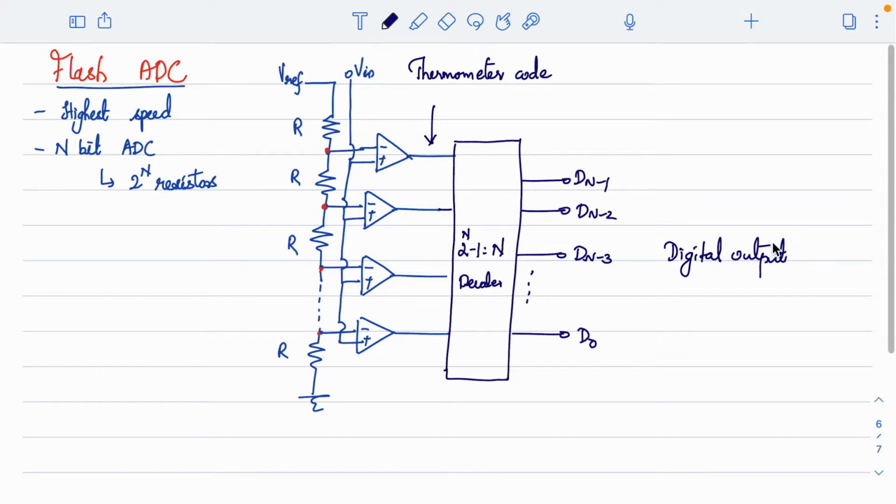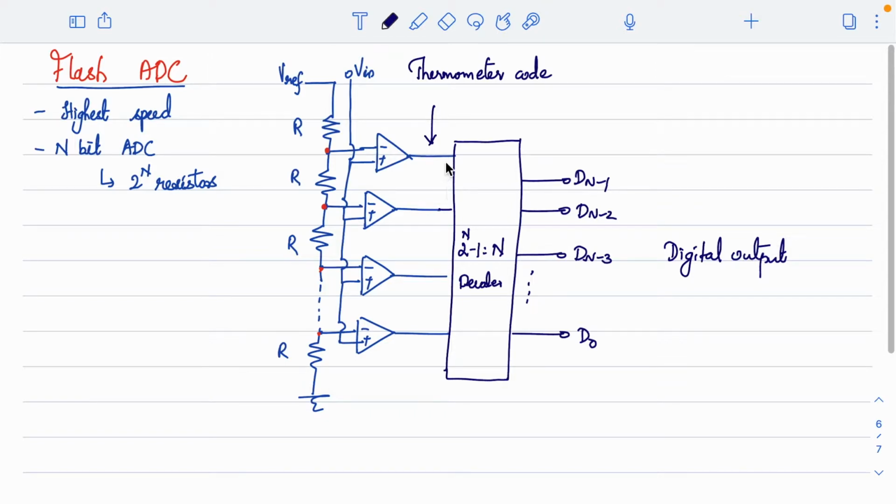So we'll have a string of equal value resistors, which will generate different reference voltages, fractions of the reference voltage, and that reference voltage along with the input will go to a comparator. The comparator will perform comparison and generate a thermometer code, and that code will be decoded from 2 to the power of n minus 1 to n decoder, and that will give you the digital output, right?